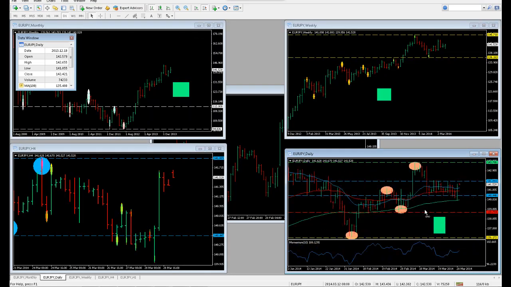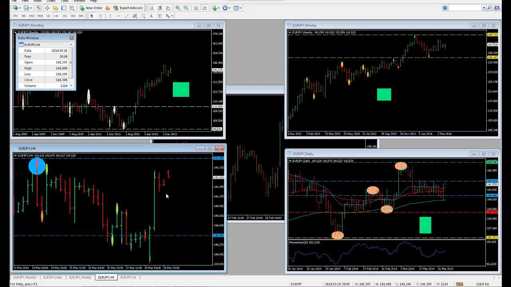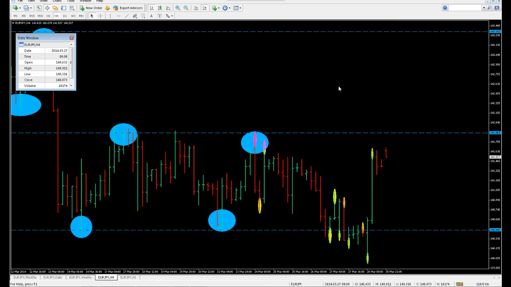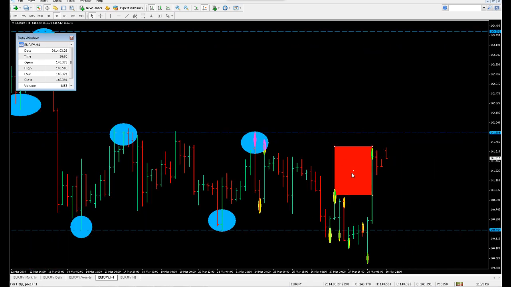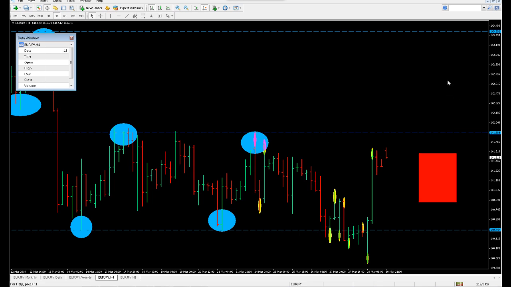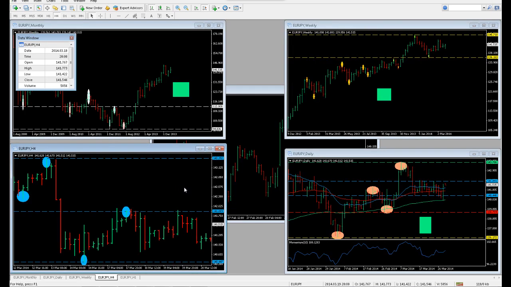Weekly is also showing an uptrend, monthly also uptrend, and then we'll see how the 4-hour comes out to be. At the moment, the 4-hour time frame is showing a downtrend, which is what we have in terms of the square systems as well. Okay, that's what we have for Euro Yen at the moment.